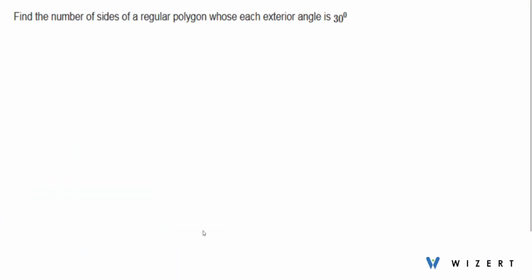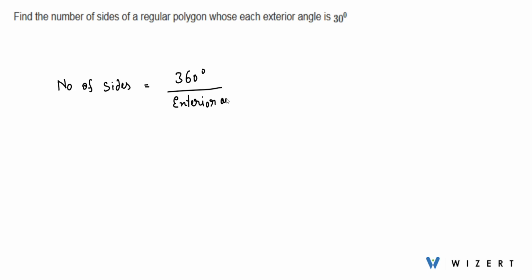According to the question, we have to find the number of sides of a regular polygon whose each exterior angle is 30 degrees. So the formula which we are going to use is number of sides equals 360 degrees upon exterior angle. Now the exterior angle in this question is given as 30 degrees. Therefore, number of sides of the regular polygon will be equal to 360 degrees upon 30 degrees.